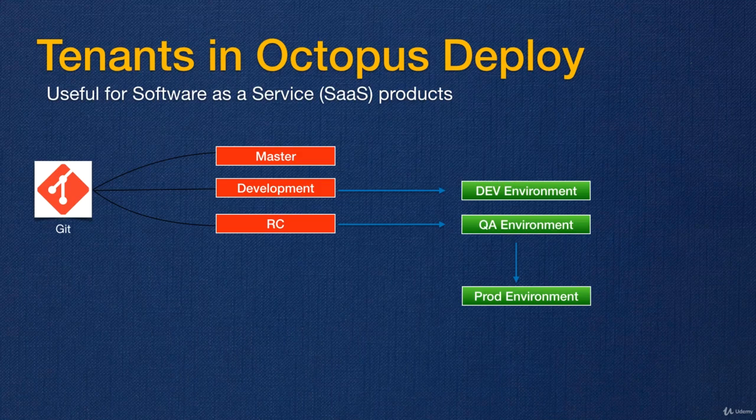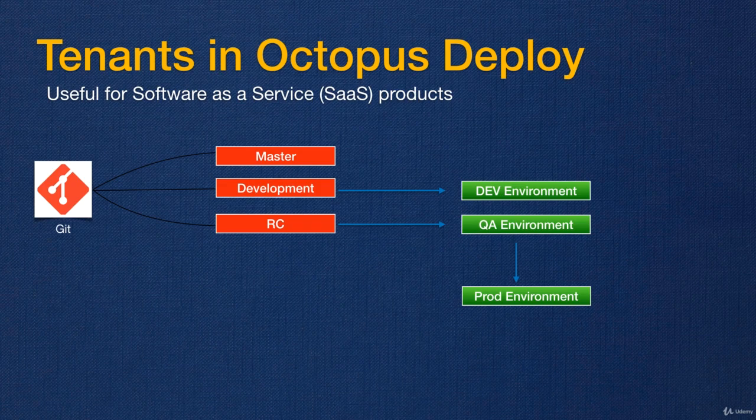I have explained this diagram quite a few times, and now we want to extend this scenario by having more detailed environment or environment specific configuration. This is very useful for developing software as a service products or SaaS products, because in SaaS products every customer gets the exact copy of the package, however their configuration is different or their database is different. And we can implement this scenario in Octopus Deploy by something called tenants.